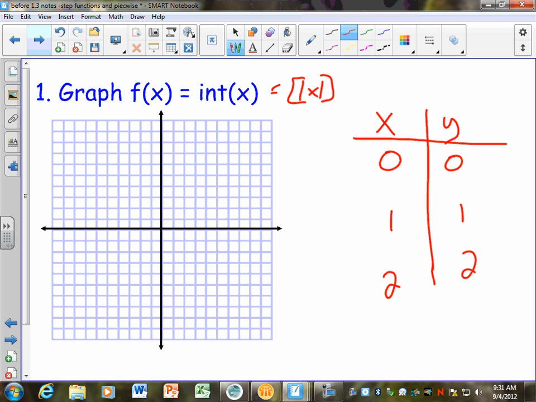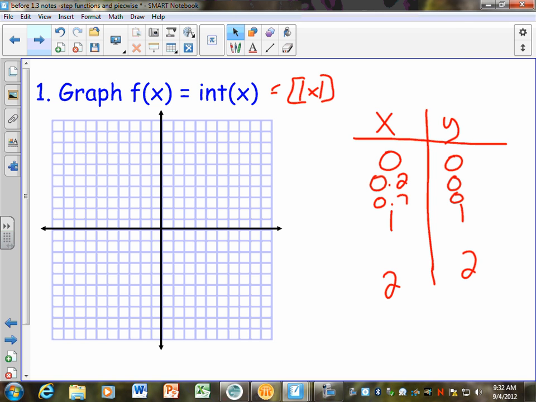What if I pick like 0.2? What would I get out of that if I plug in 0.2? 0. What about 0.7? Would you agree, based on the definition of this function, every number between 0 and 1 leading up to 1 is going to round back down to 0? Do you agree with that? And so think about what we did with the open circle, closed circle on the last one.